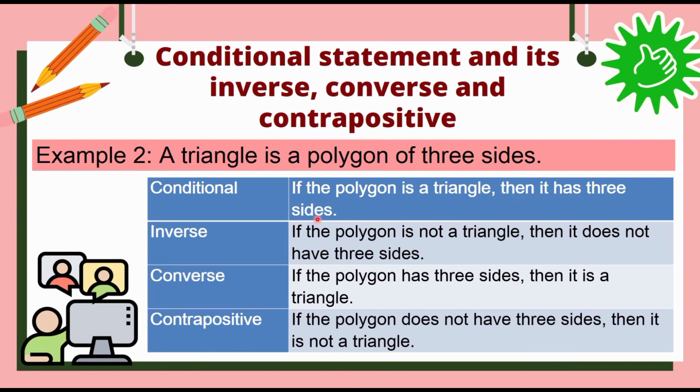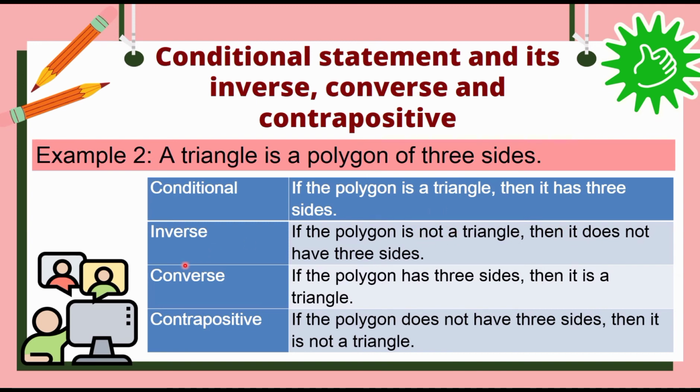So our hypothesis is: if the polygon is a triangle. And what is our conclusion? It has 3 sides. Now, let us proceed to our inverse. Our inverse is the negation of our hypothesis and conclusion. So it should be written as: if the polygon is not a triangle, then it does not have 3 sides. As you can see, we used the words "not" and "does not".